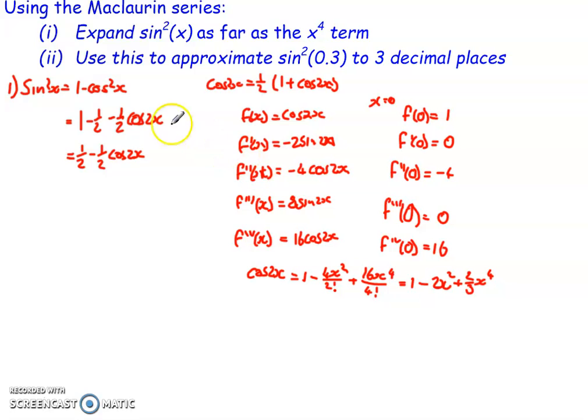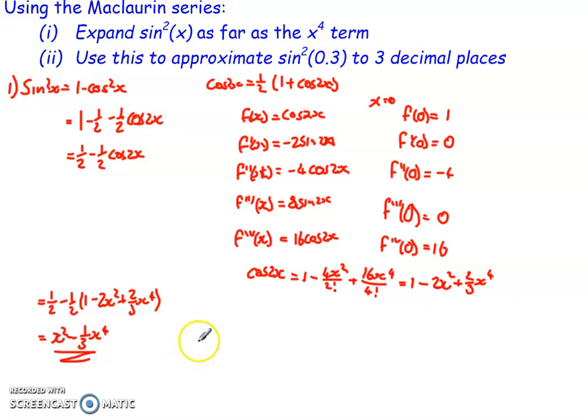All I do now is I take this and plug it back in here and see what I get. So I then know that that's equal to a half take away a half times 1 minus 2x squared plus 2/3 x to the power of 4. So if I multiply out this bracket, I get a half take away a half, so that disappears. I then get minus a half times minus 2x squared, so I get x squared. I then get minus a half times 2/3 of x to the 4, so I get minus 1/3 x to the 4. So that there is my expansion of sine squared x to the x to the power of 4 term.